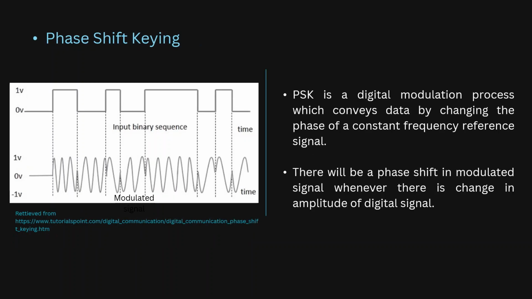Next, we also have phase shift keying. Phase shift keying is a digital modulation process which conveys data by changing the phase of a constant frequency reference signal. There will be a phase shift in the modulated signal whenever there is a change in amplitude of the digital signal. I will be explaining two types of phase shift keying technique in the following session.